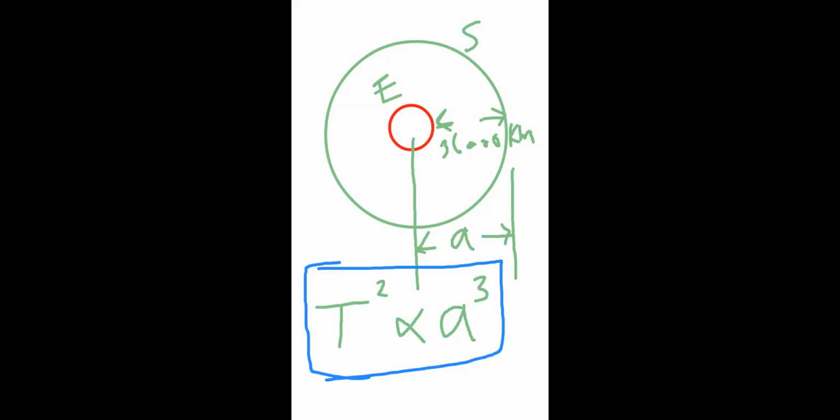Now I will give you an assignment based on this. Not an assignment, rather you have to calculate it right now. Say T squared is my relation: T squared is directly proportional to A cubed.